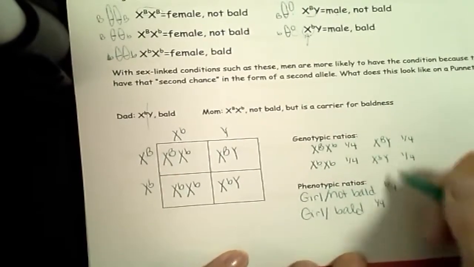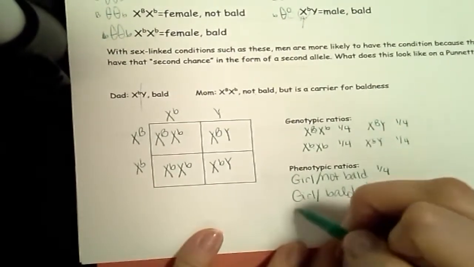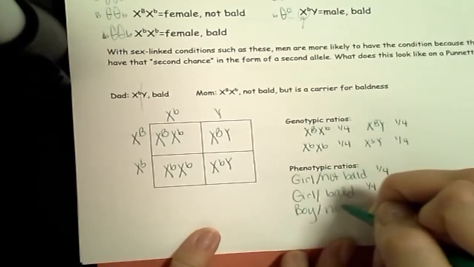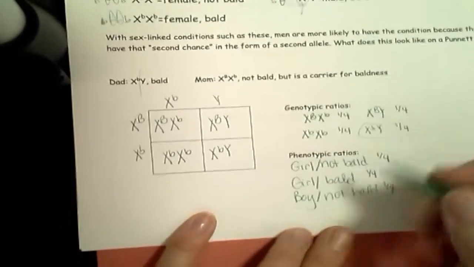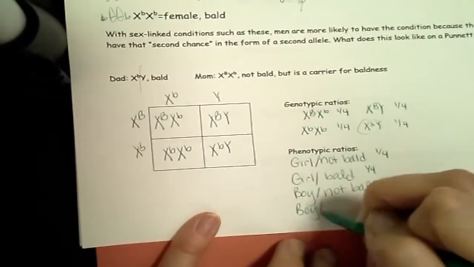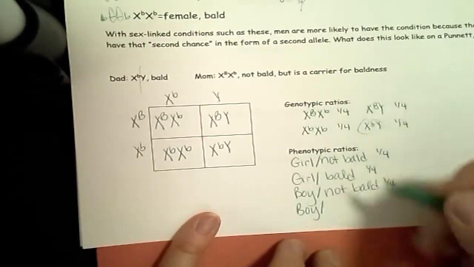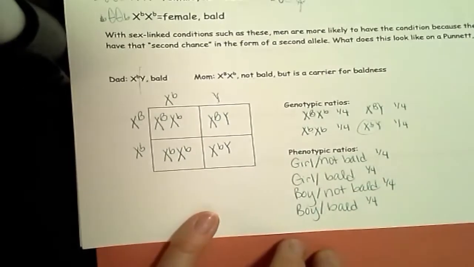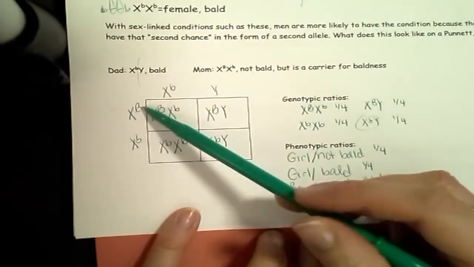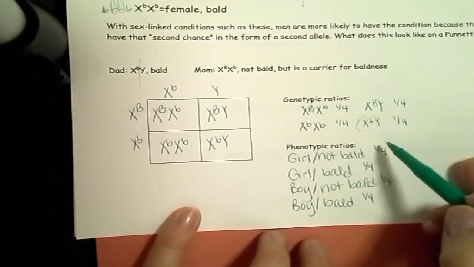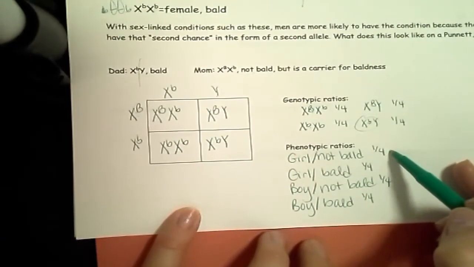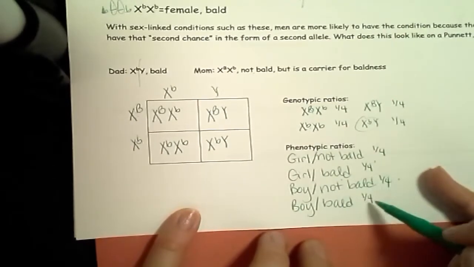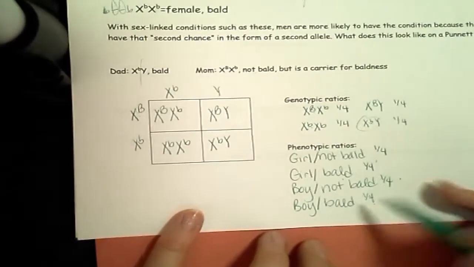1 out of 4. Here, boy, XY. Big B, not bald. 1 out of 4. X, Y, boy. But he has only that one chance, and his one chance gave him a bald allele, so he's going to be bald, 1 out of 4. So if these parents had a child, there's a 25% chance of a girl that does not go bald, a girl that does go bald, another 25% chance, boy not bald, 25% chance, boy that will be bald.